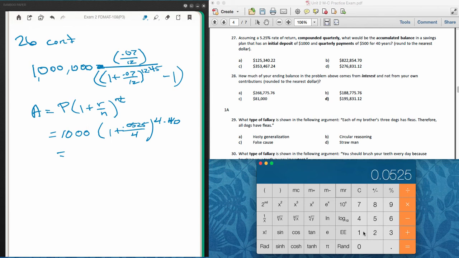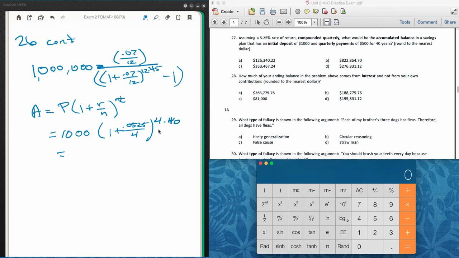Let me try that again. 0.0525, divide that by 4. And then add 1 to this. And then raise that to the power of 80. And multiply that value by 1,000. Oh, I see what I'm doing wrong. 4 times 40. Ugh. Okay.